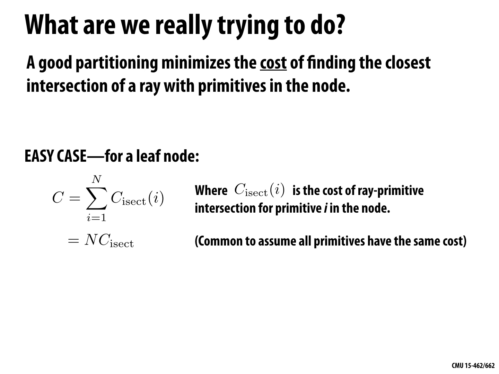So a really easy case is to consider just a leaf node. Right? In a leaf node, we know exactly what's going to go on. There's no decisions to be made about traversal. We just have to walk through the list of primitives stored in the leaf and do an intersection.